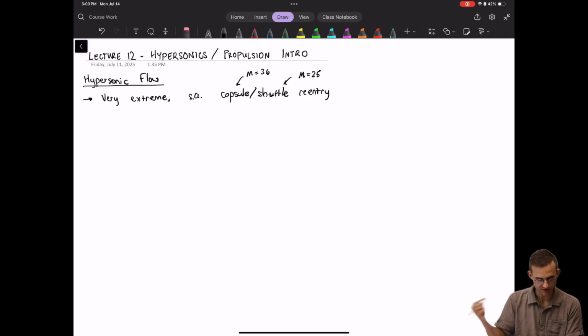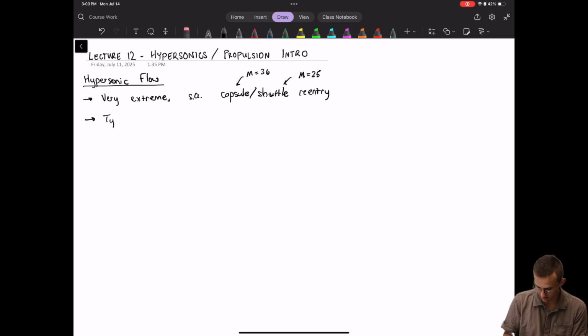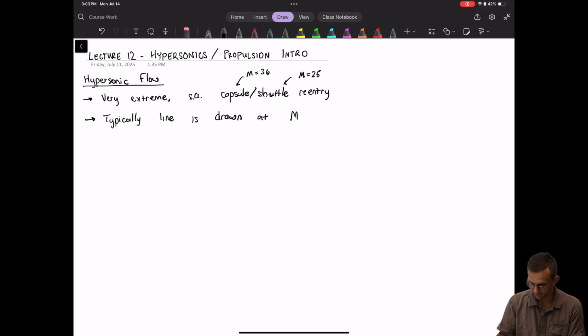But we also have hypersonic weapon systems and a couple of concepts for hypersonic flight systems that have been developed. Typically, the line for hypersonic flow is drawn at Mach equals 5. So you would consider any flow or object traveling greater than Mach 5 to be hypersonic.